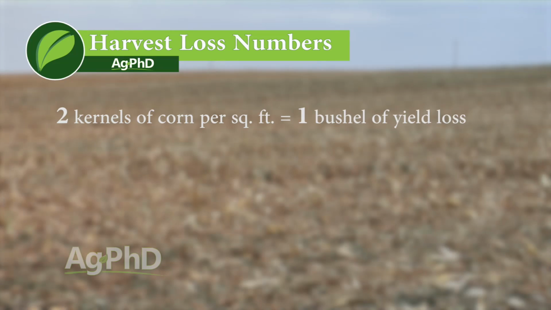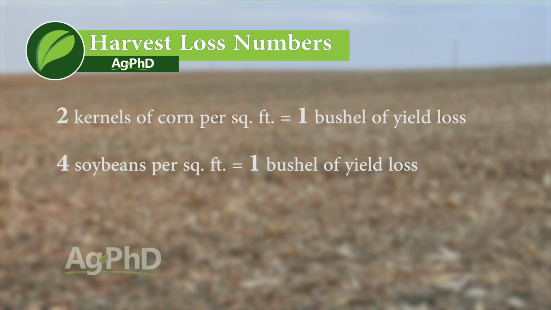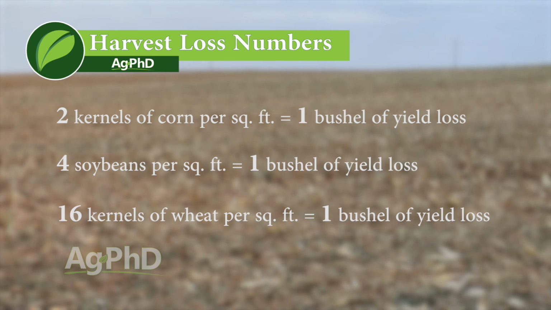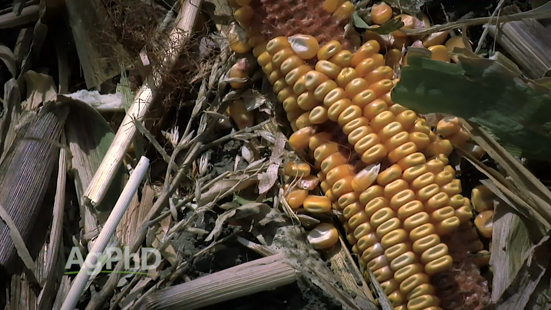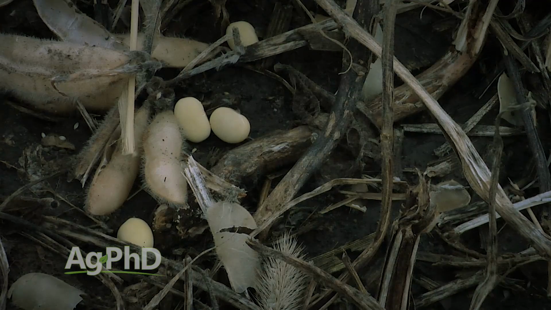Okay, the big thing to remember is it only takes about 2 kernels of corn per square foot to equal a bushel of yield loss. With soybeans, it takes about 4 soybeans per square foot to equal a bushel of yield loss. That's 1 4-bean pod. That's not very many. And then you look at wheat, it takes about 16 kernels of wheat to equal 1 bushel of yield loss. And we're bringing this up today because I know you've heard it a million times, but all I can tell you is there is still such tremendous harvest loss all around the country. We really want you to watch that with your harvest this year.